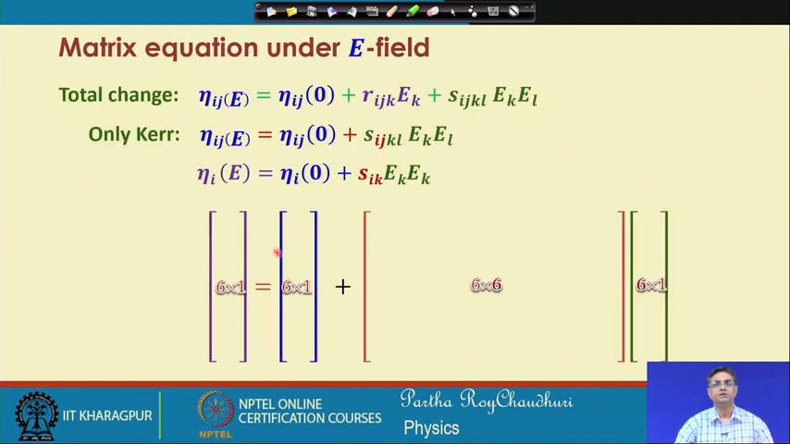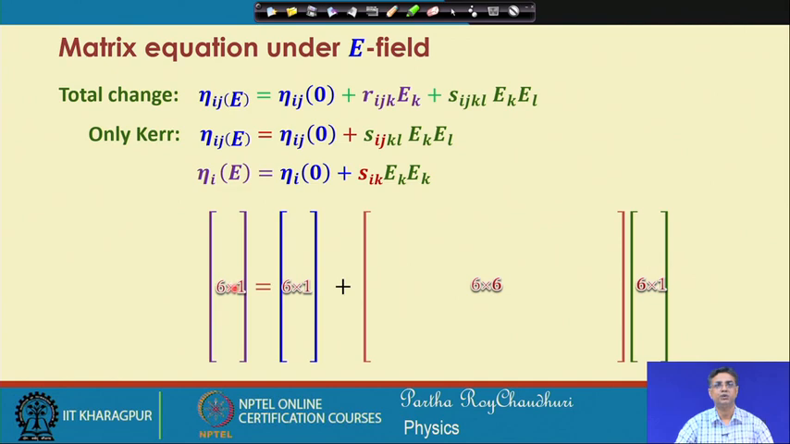So, the matrix equation for the total change in this case is again the same equation, but for Kerr I now consider only the third term, not the second term. So, eta i j equals eta i j 0 plus the quadratic electro-optic coefficient tensor times E k and E l. So, in the compact notation, eta i equals eta j.